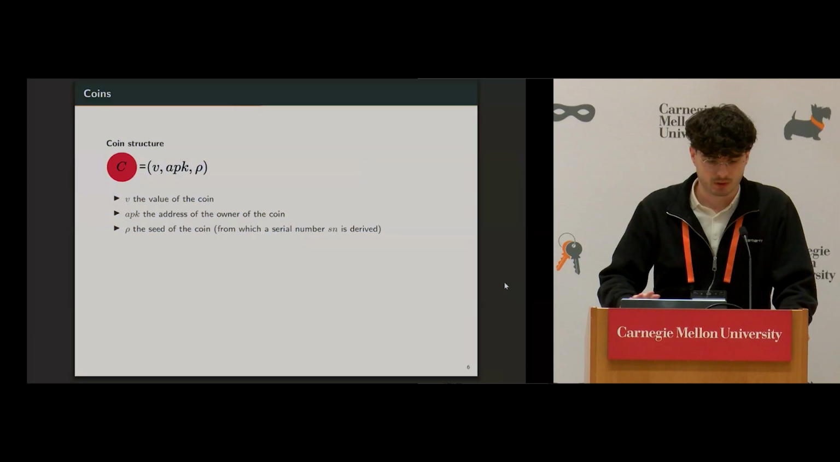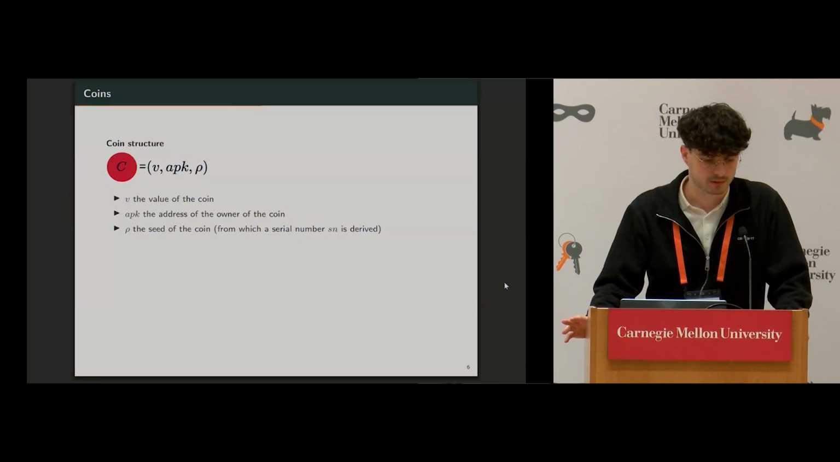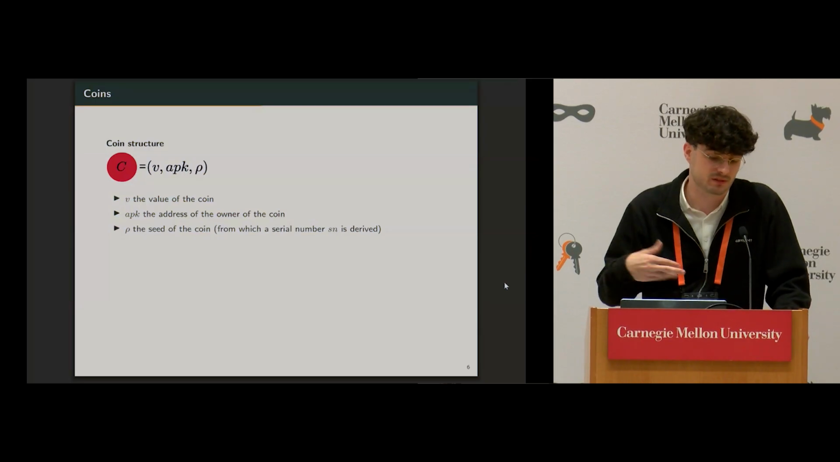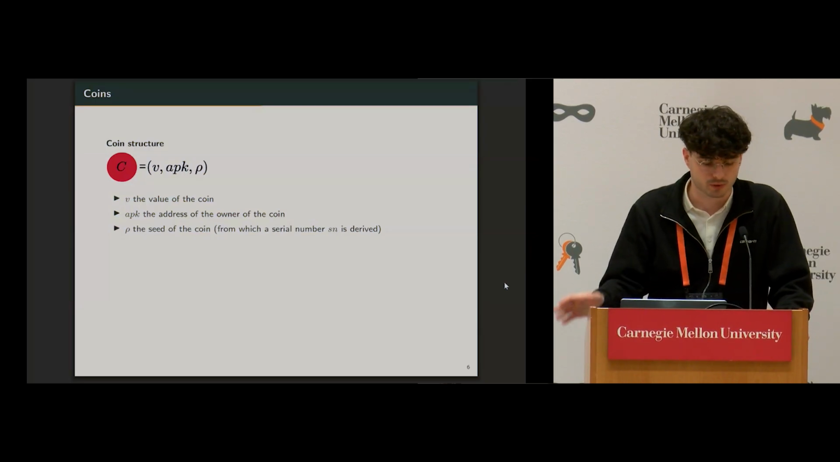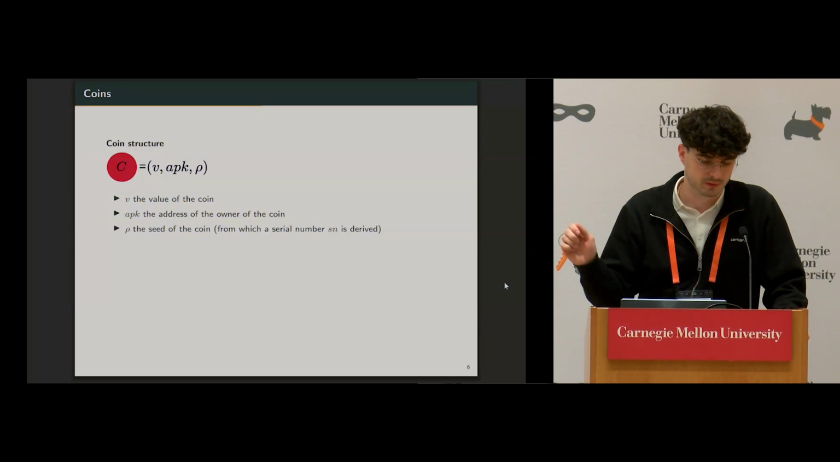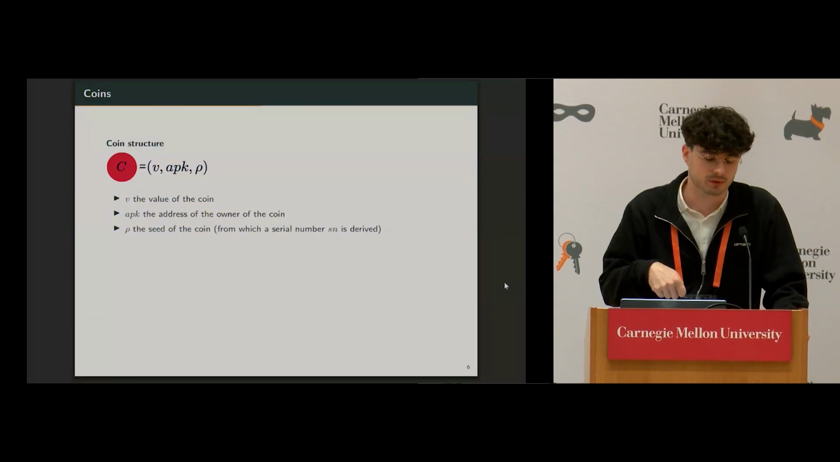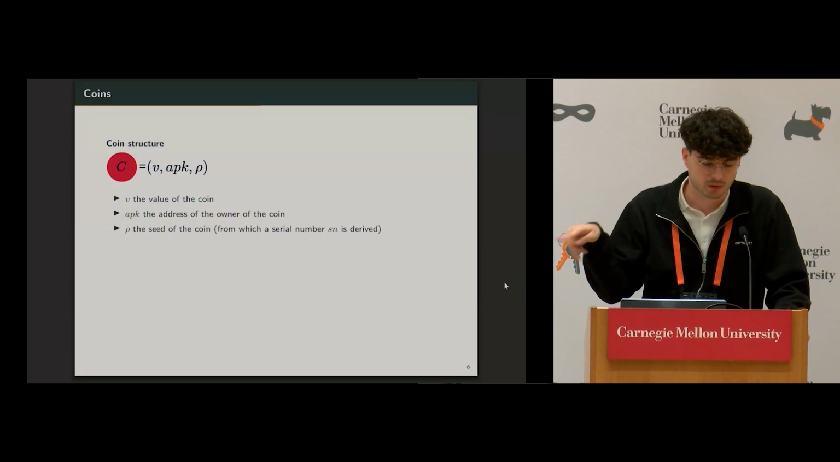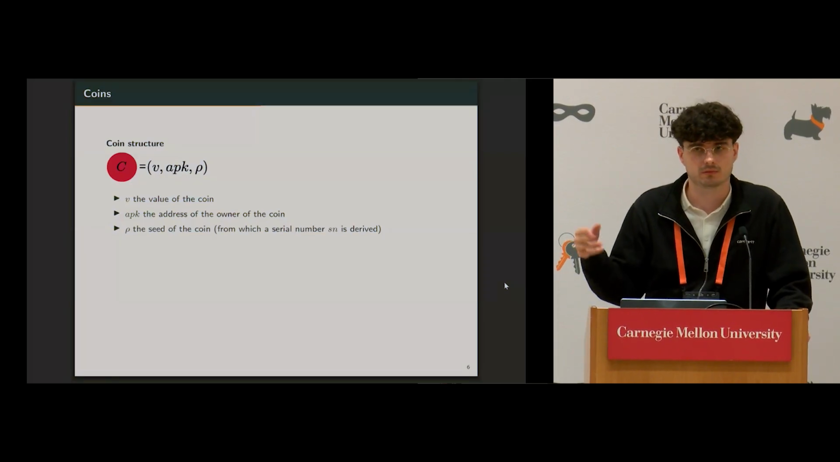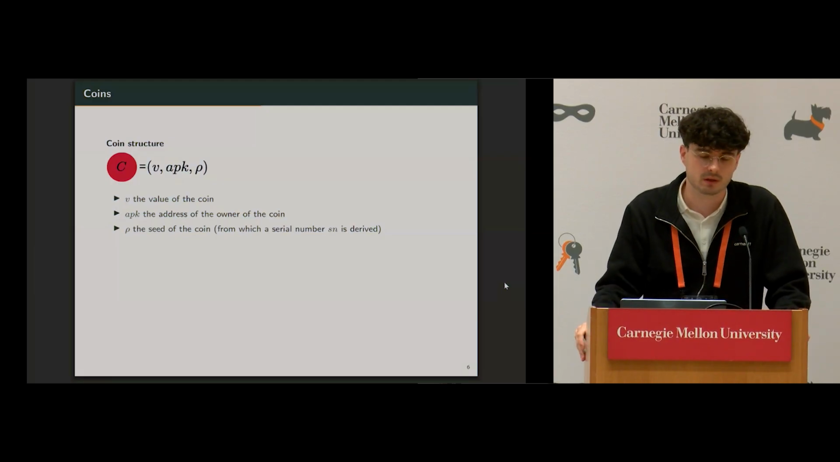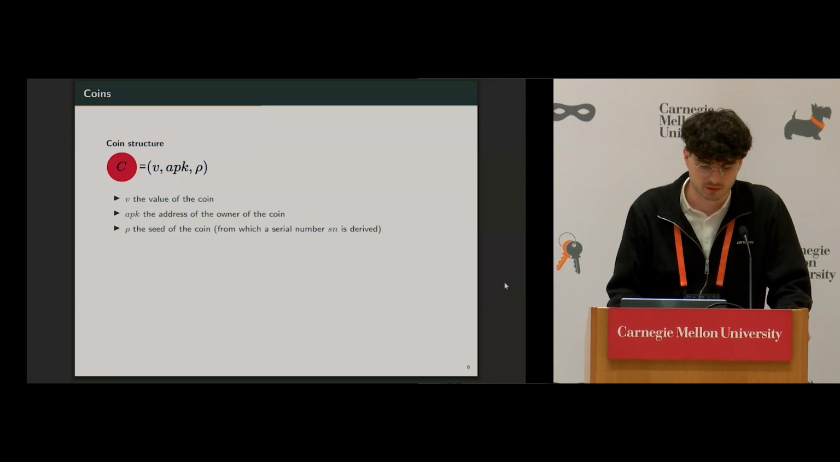So as in many other payment systems, we manipulate coins, and a transfer is actually a transfer of a coin. A coin is just a tuple of three values: V, which is the value of the coin; APK, which is the address of the owner of the coin; and rho, which is the seed of the coin. This is used to derive the serial number used as the nullifier to prevent double spending. Again, this is similar to what is done in Zerocash.